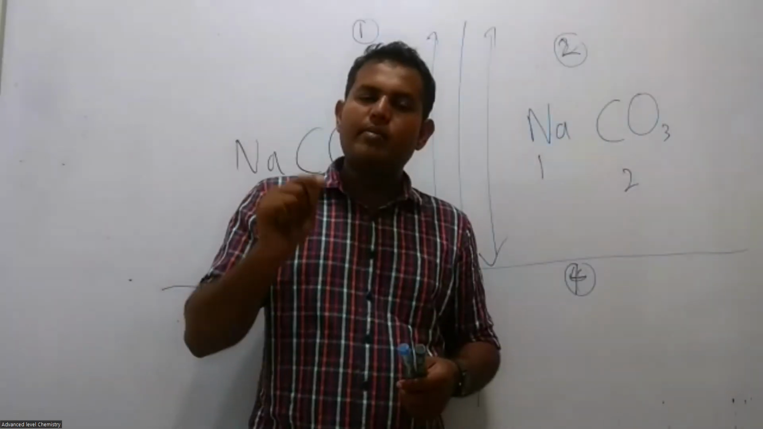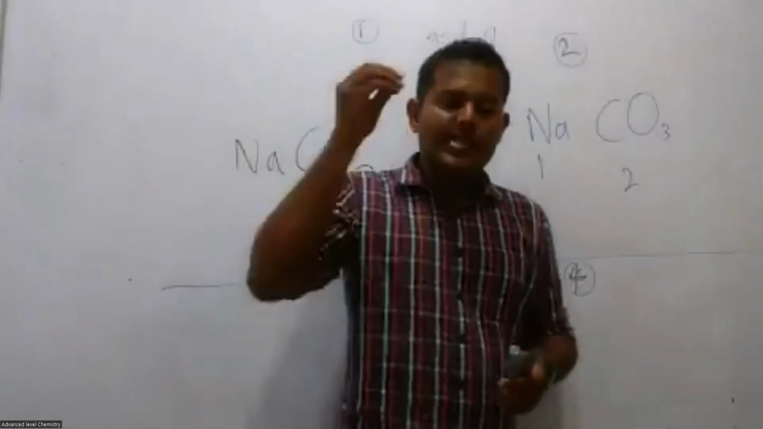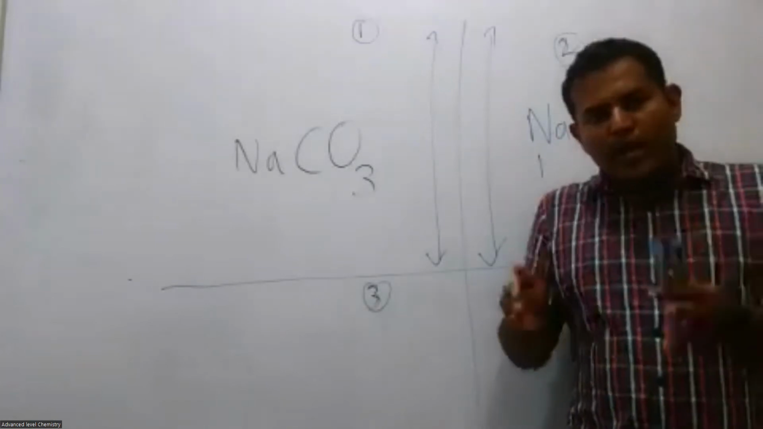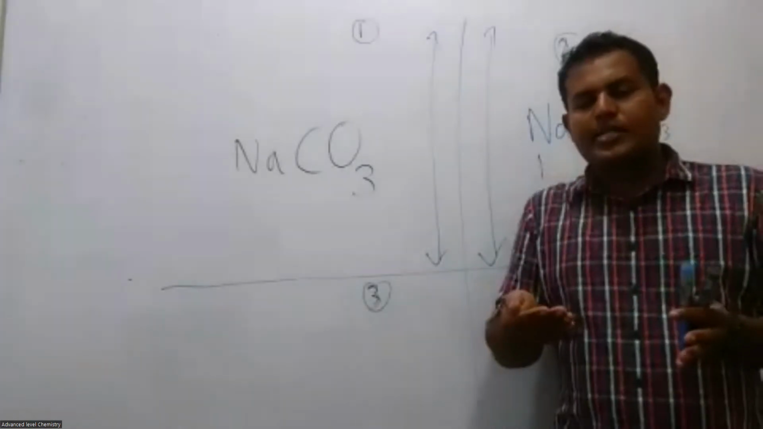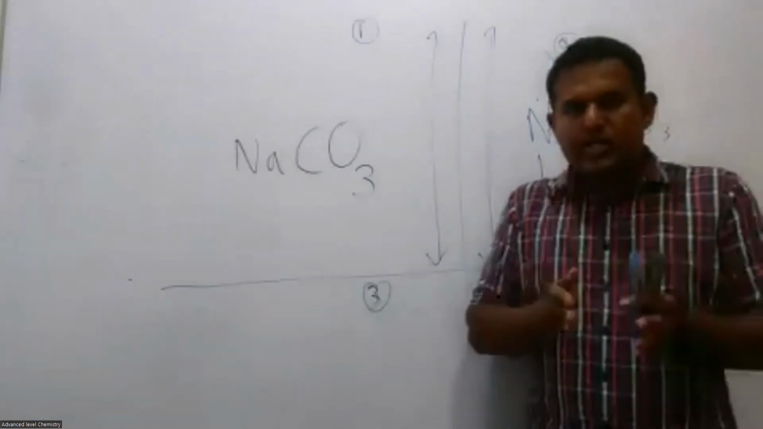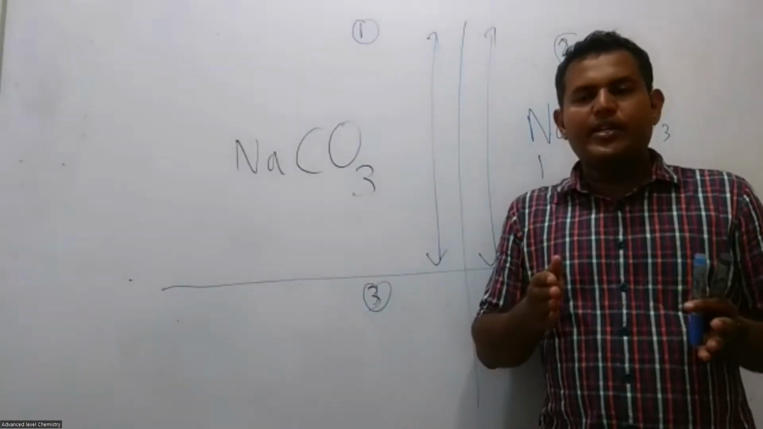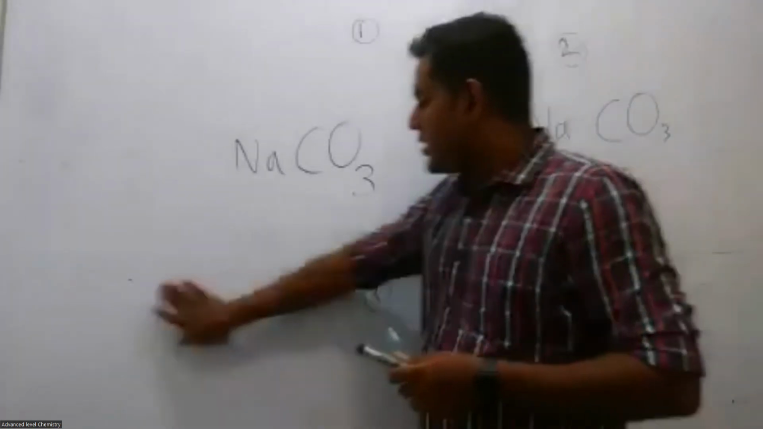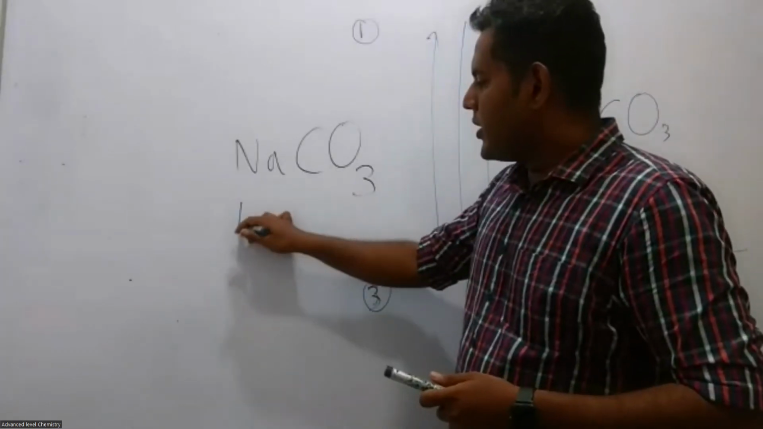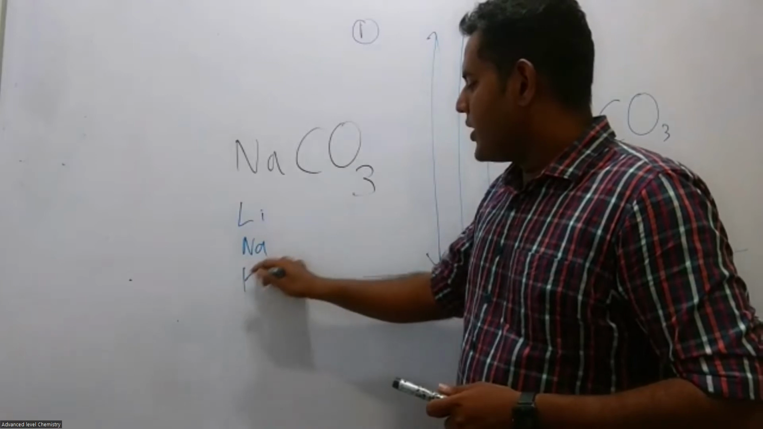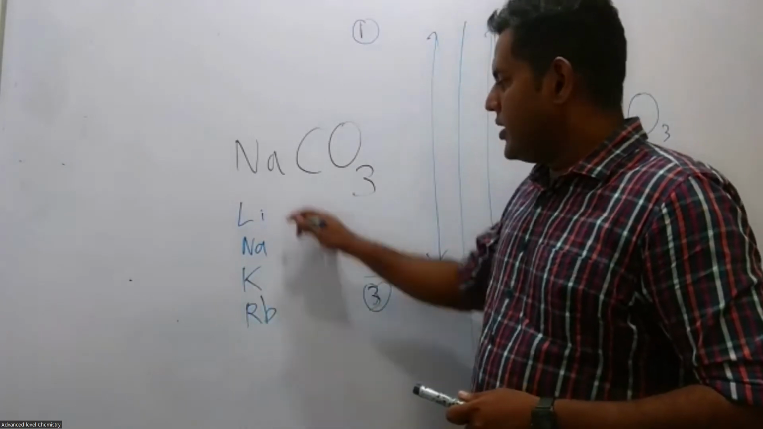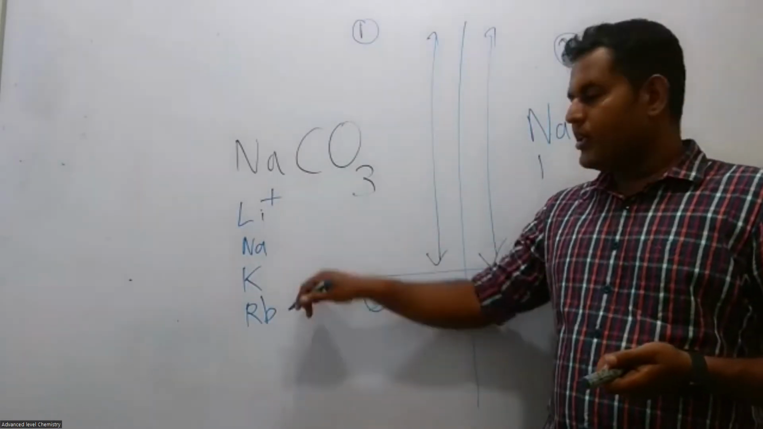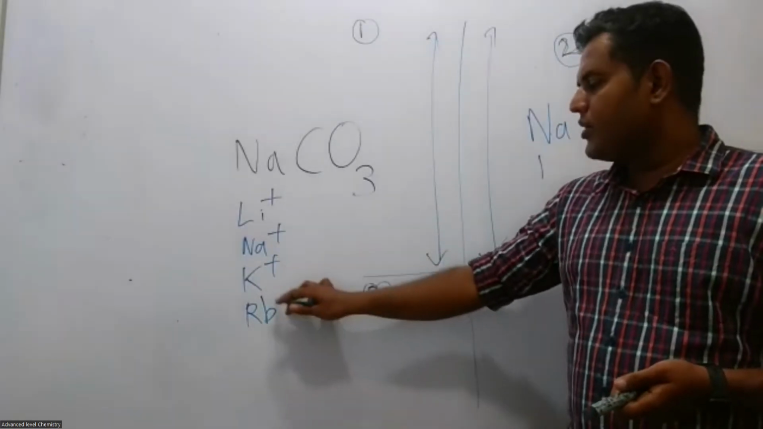Lithium, sodium, potassium, rubidium, cesium, all those elements have valency 1. So how to write those elements? We know from group 1 to group 3, they make cations. From group 5 to group 7, they make anions. Anions means negative charges. Group 1 elements from the periodic table: lithium, sodium, potassium, rubidium, cesium. So how do we write lithium? Li plus, cation, valency 1. Na plus, K plus, Rb plus.